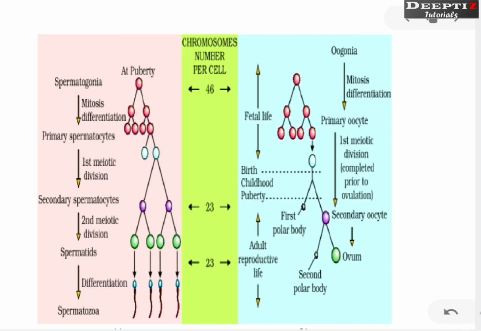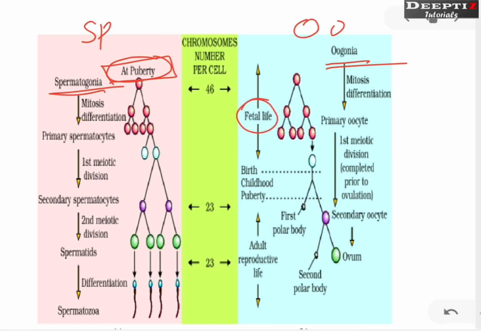And here is a diagram for the comparison of spermatogenesis and oogenesis. This is for spermatogenesis and this is for oogenesis. Spermatogenesis starts from spermatogonia. Here it starts from oogonia. The difference is that spermatogenesis starts at puberty, but here it starts in fetal life. This much phase is for fetal life. This is the same diagram we have studied already. So here is the difference. There will be 4 new spermatozoa formed, but here there is a single ovum.